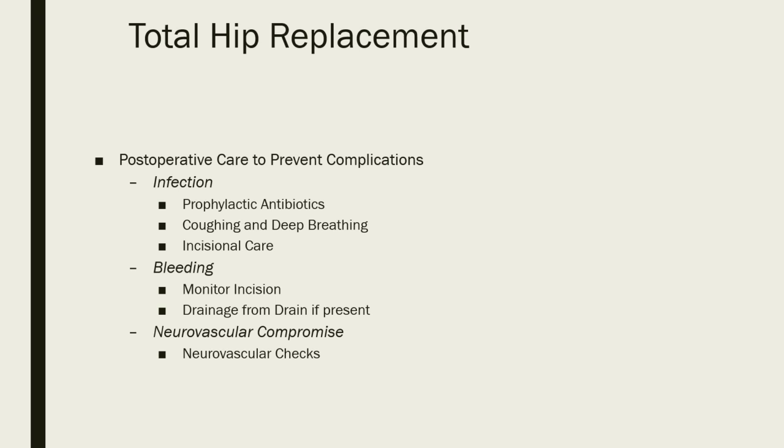Postoperatively, you'd want to prevent infection, so the patient might receive prophylactic antibiotics before or during their surgery process. You'd educate the patient to do turn, cough, and deep breathing before surgery, and then reinforce that teaching after surgery, and then monitor the incision and do dressing changes. Monitor the incision for bleeding. If there is a drain present, then you are monitoring the output of that drain, and then you're doing your neurovascular checks to prevent any neurovascular compromise.